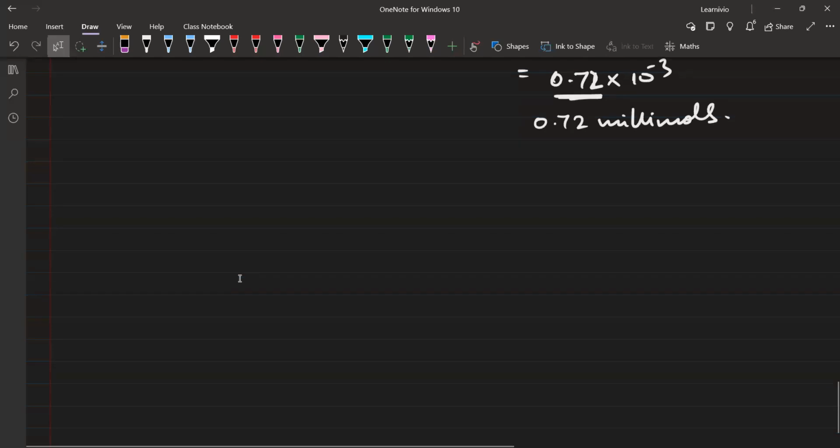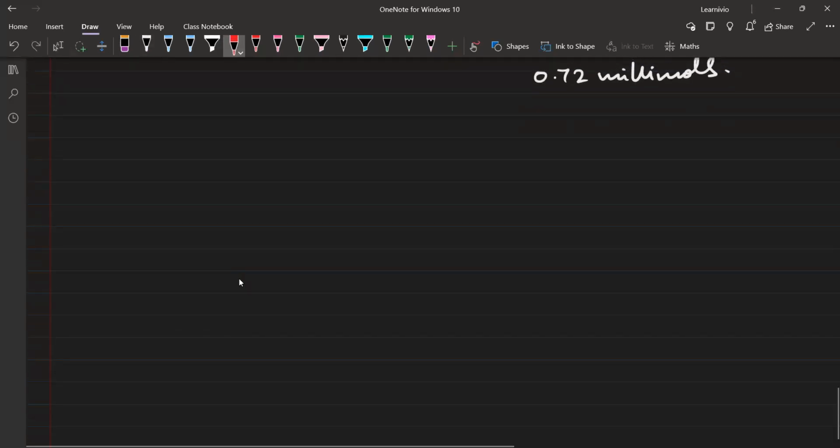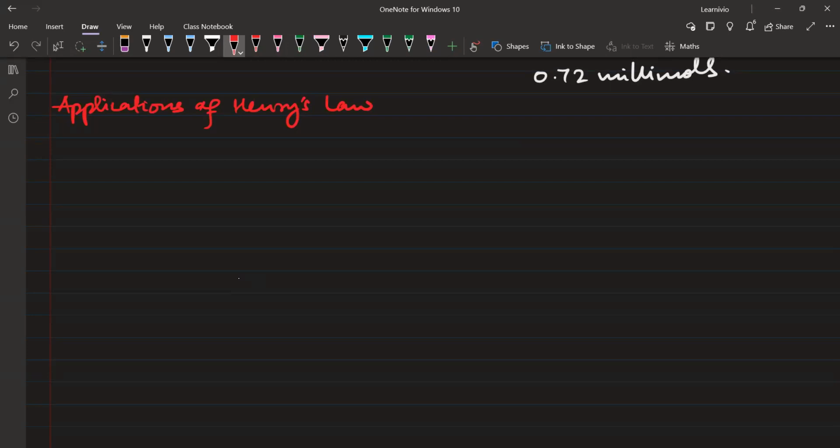Right, next, a bit of applications of Henry's law. Since I'm a bit short in time right now, I will explain the applications. You don't write anything. You can write all the applications from your NCERT textbook, on page number 42 and 43. You can write all these points, but I will explain it to you guys. Now, you have to just be answering my few questions.